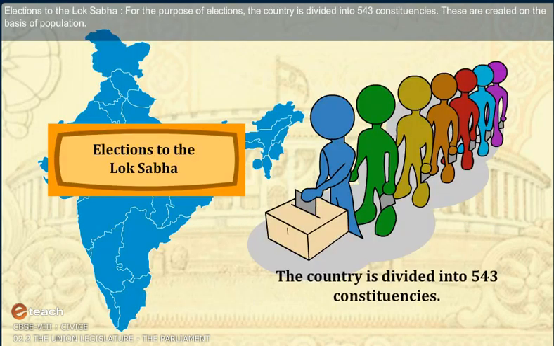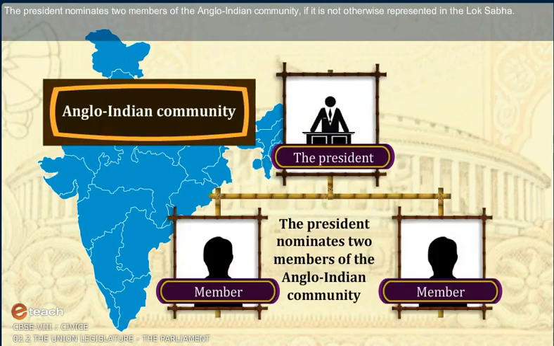Elections to the Lok Sabha. For the purpose of elections, the country is divided into 543 constituencies. These are created on the basis of population. The President nominates 2 members of the Anglo-Indian community if it is not otherwise represented in the Lok Sabha.